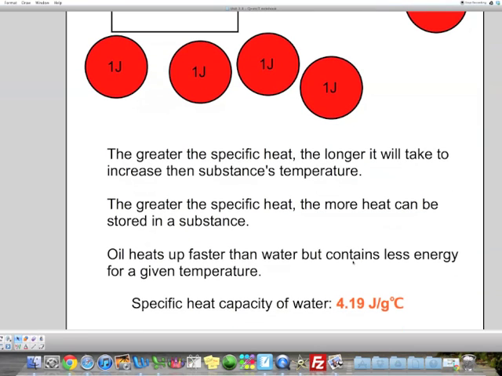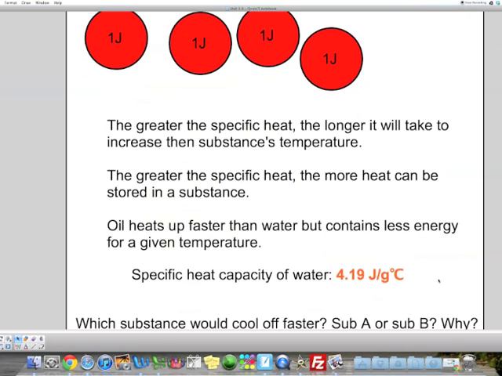You have another example here. Oil will heat up faster than water because the specific heat, again, is very low. You don't need as much energy to heat it up than to heat up water. This you need to know by heart.